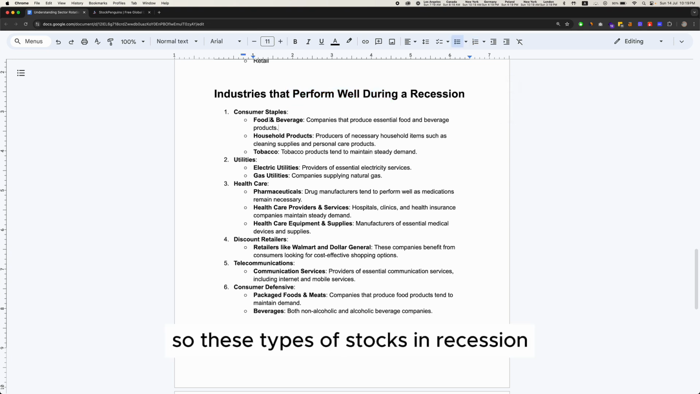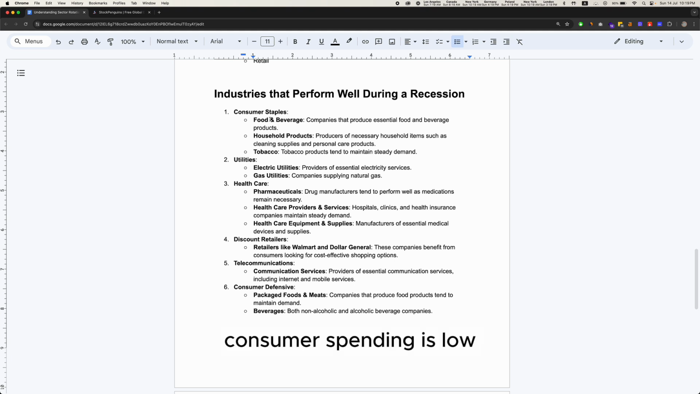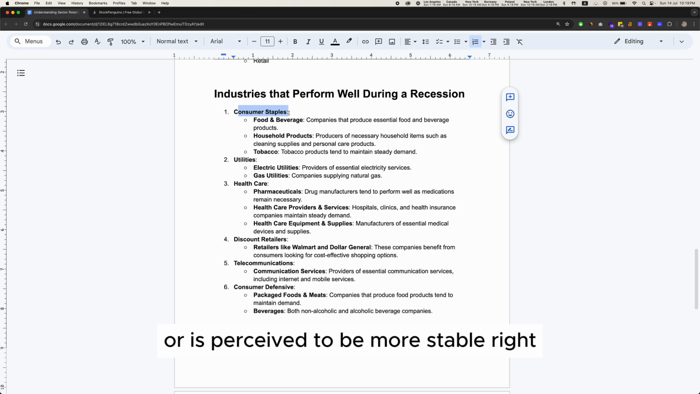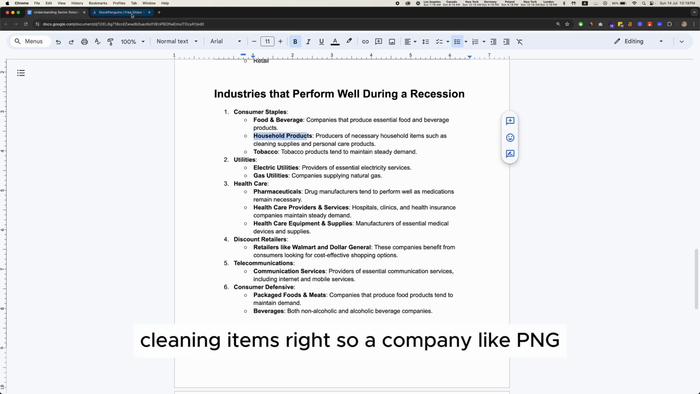Okay, so these types of stocks in a recession, you think about it, money is not very readily available, liquidity is low, consumer spending is low, consumer confidence is low, right? So the stuff that performs well generally, or the stuff that the fund managers pour the money into, is more stable, or perceived to be more stable, right? Everyone is going to drink, eat food. Everybody's going to buy household products, cleaning items, right?